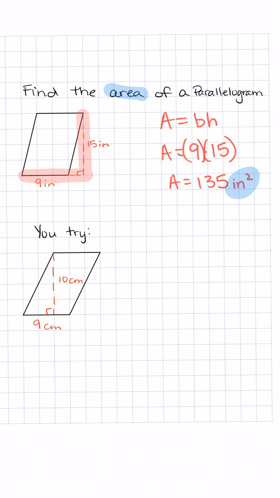So you try the next one, come back to me when you are done and check to see if you got it correct. Okay, so you should have got 90 centimeters squared, 9 times 10.